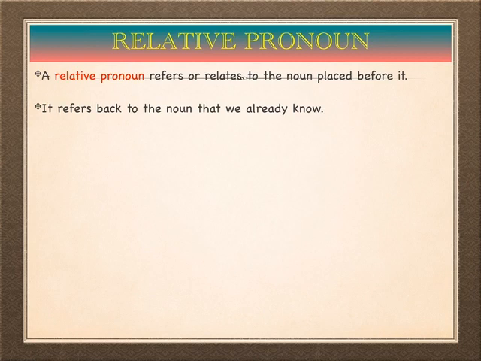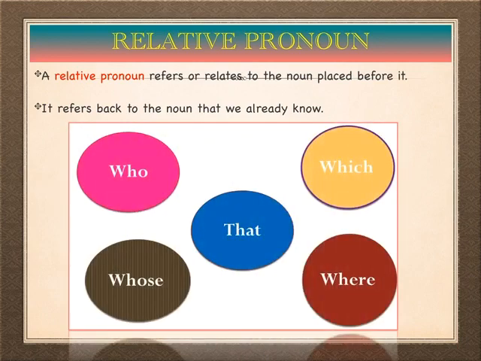So, it talks about the noun which is already present in the beginning of the sentence, and so we already know that noun. Now, let's see some different types of relative pronoun. They are who, which, that, whose, and where. There are many other relative pronouns, but today we would be studying only three of them. So let's see the first one, that is who.